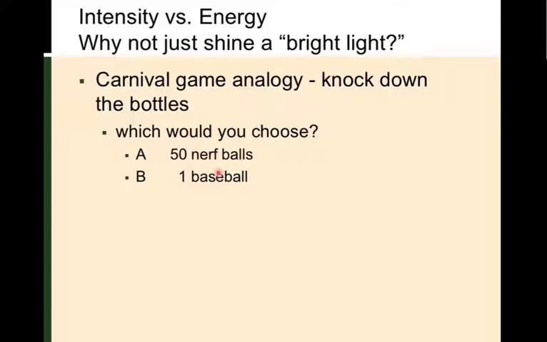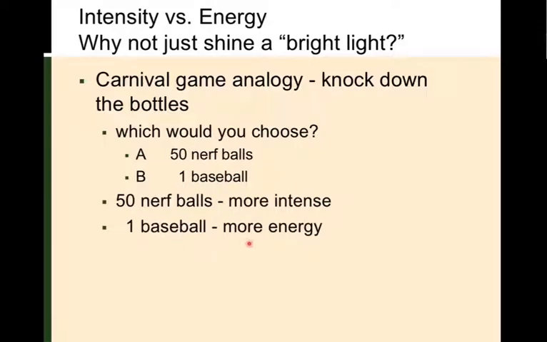But what if it's not? So you could have 50 balls that just bounce off the bottles and they don't knock down. Whereas you could throw a baseball, and so long as you're accurate, you could knock down a lot of bottles because the mass of the baseball is much higher. So high momentum would be much easier to achieve. So 50 Nerf balls is more intense. There are more balls, but the one baseball would have more energy than one Nerf ball, and maybe even have more energy than all of the Nerf balls.